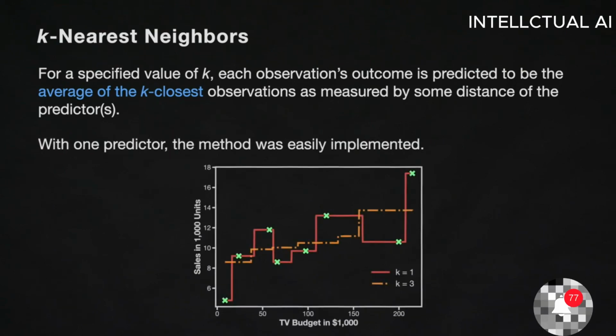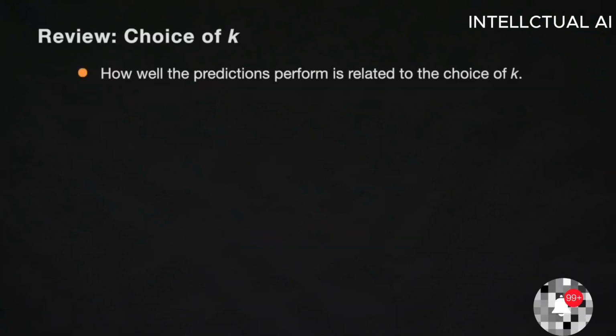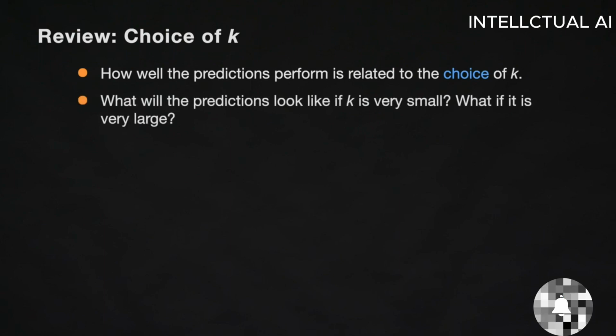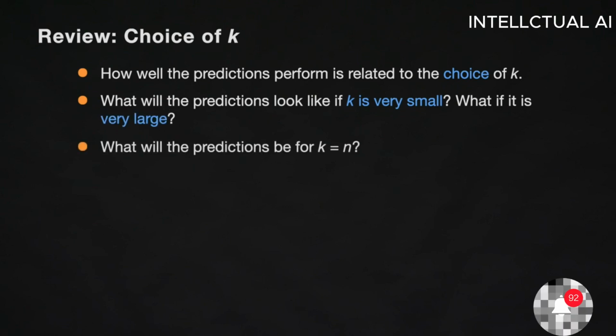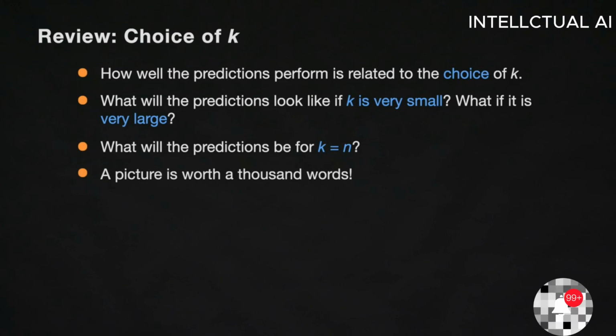With one predictor, the method was easily implemented. How well the predictions perform is related to the choice of k. What would the predictions look like if k is very small? What if it is very large? What would the predictions be for k equal to n? A picture is worth 1,000 words.